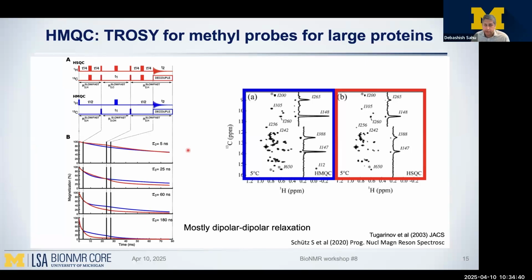Okay, so as you increase the tau c, you see the HMQC still gives you some amount of signal. So that basically means that you can use this to your advantage and collect this blue spectrum, that is your HMQC, for your methyl-labeled samples to actually probe your proteins. Okay, so for the rest of the talk, this is the experiment that we use. So we call this a methyl TROSY, but it's basically an HMQC experiment.